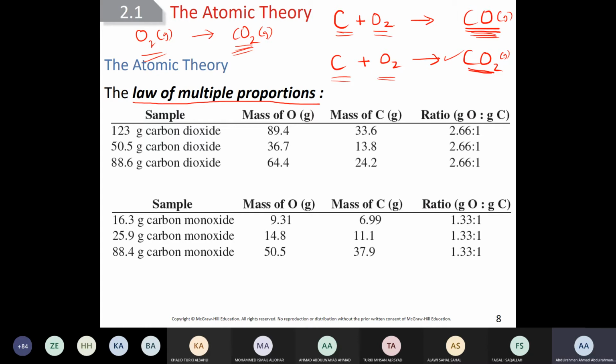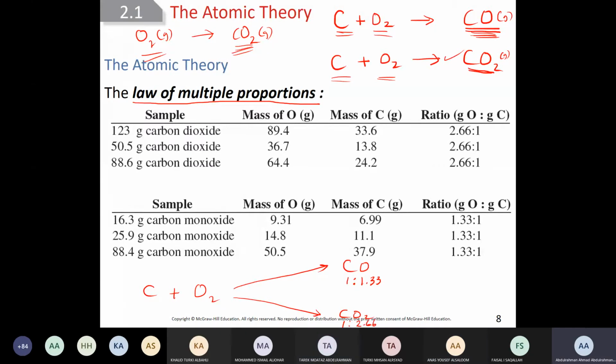Law of multiple proportion. What do I mean by that? When two elements combine together, C combines with O2 to make two different compounds. One is called CO, and the other one is called CO2. If you take the definite proportion of CO, what is it? 1.33. And if you take CO2, what is it? 2.66.